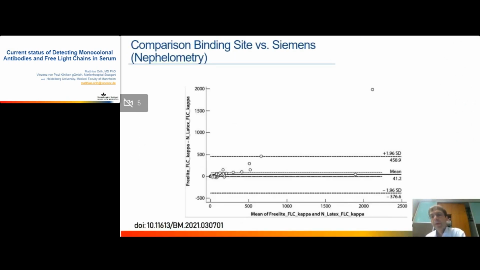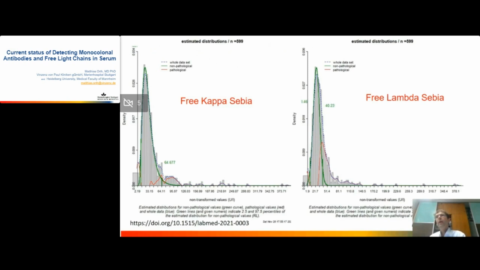This is a comparison from the literature of binding site with the Siemens monoclonal assay, and you can also see that there are huge differences between both assays. So it's pretty much the same as the data I showed you from our own. The next challenge is to get the correct reference range for this test. In our experience, the reference ranges given were by far too low. So we flagged too many patients.